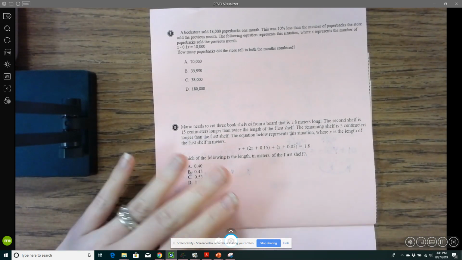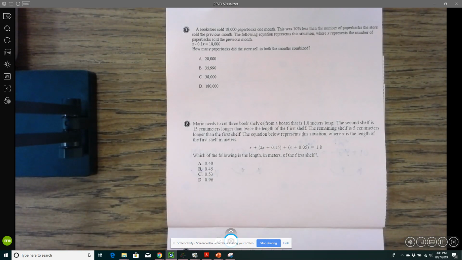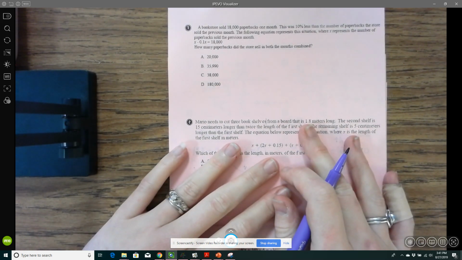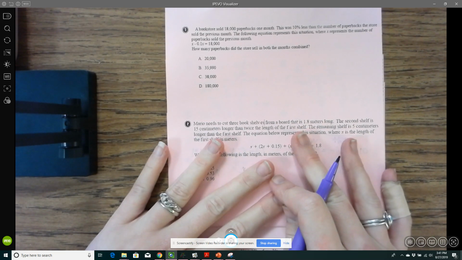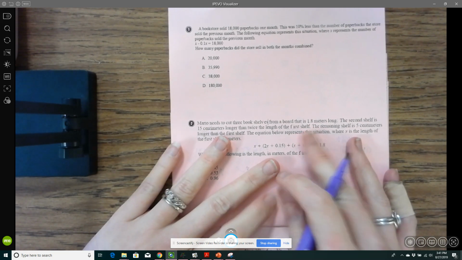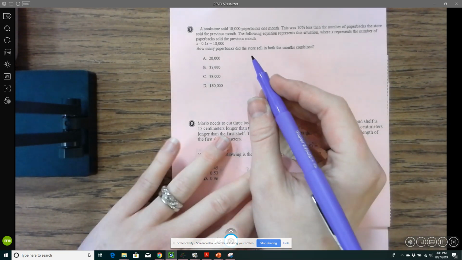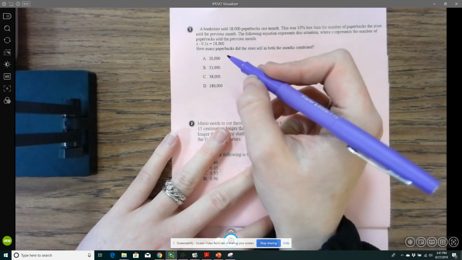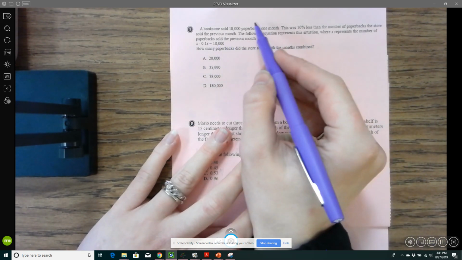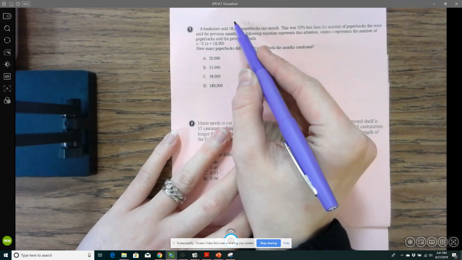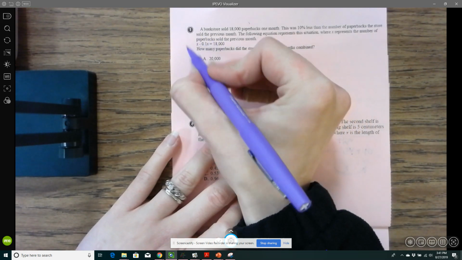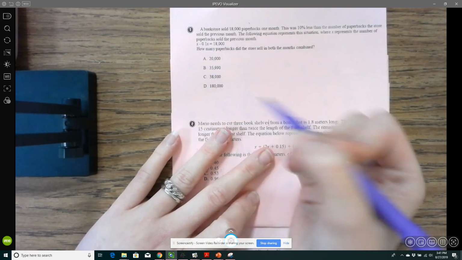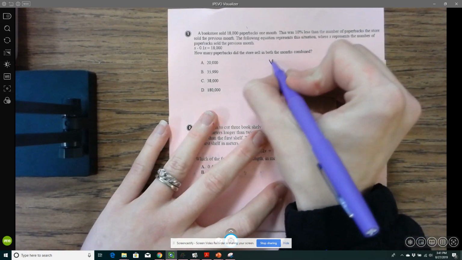Up here at the top, it says a bookstore sold 18,000 paperbacks 1 month. This was 10% less than the number of paperbacks the store sold the previous month. The following equation represents the situation where X represents the number of paperbacks sold the previous month. So how many paperbacks did the store sell in both the months combined? If they sold 18,000 in 1 month and 10% less the month before, we've actually got a two-step problem here. So we need to solve this and see how many they sold the month before.